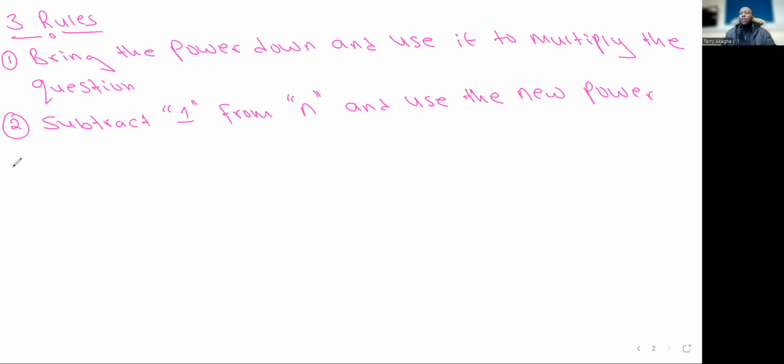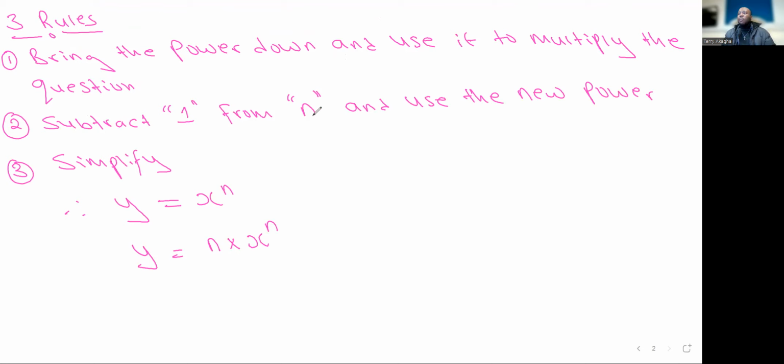Then after you've done that, the next step is that you simplify. So for instance, going back to what we had, we have y is equal to x raised to power n. Okay, so that is the power rule. The first step is that you bring the power down. So it's going to be y is equal to, you bring the power down and use it to multiply the question, so it's going to be n multiplied by x raised to power n. Are you seeing it?